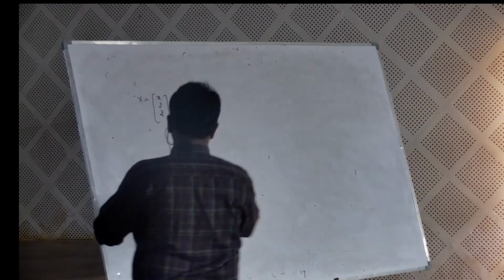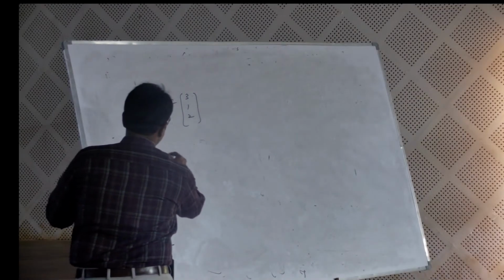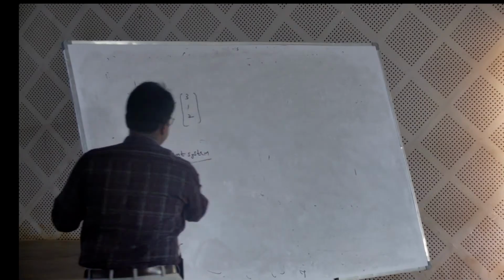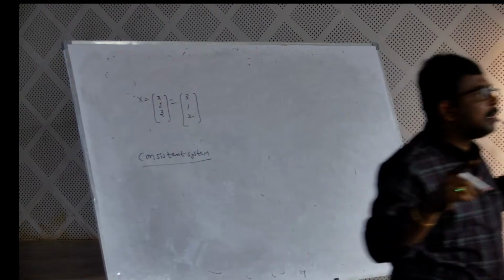Right. Here, I will introduce one important definition: consistent and inconsistent system. All of you note it down. Consistent system: a system of equations is said to be consistent when it has one solution or more than one solution.